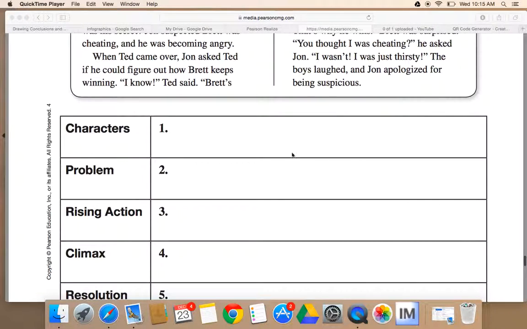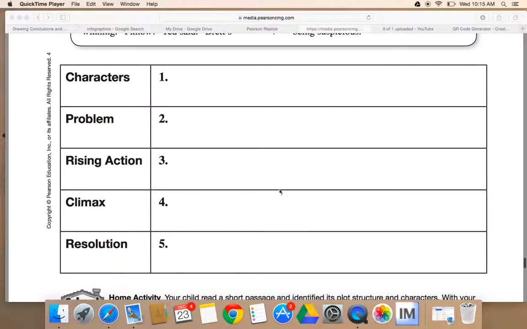And so you're going to list the characters. Well, they would be Brett and John, and they even have a friend Ted that comes in. So you'll list all three of those. What's the problem in the story? Well, they're racing the water bottles and one keeps winning.